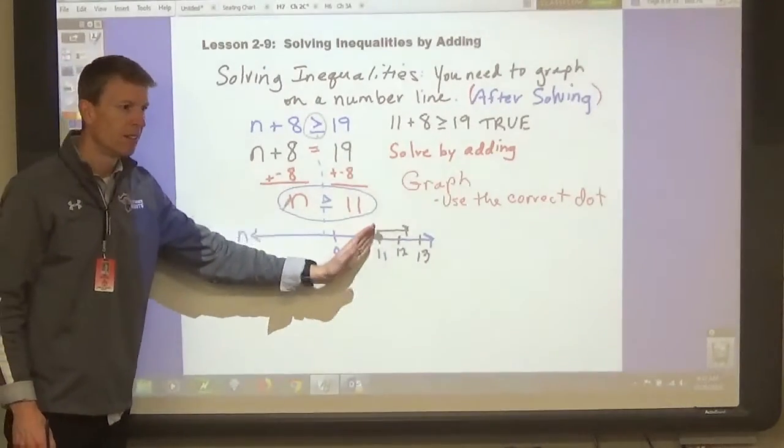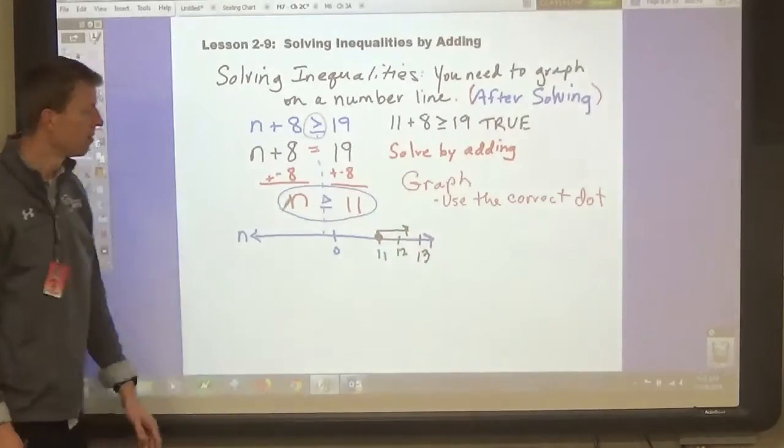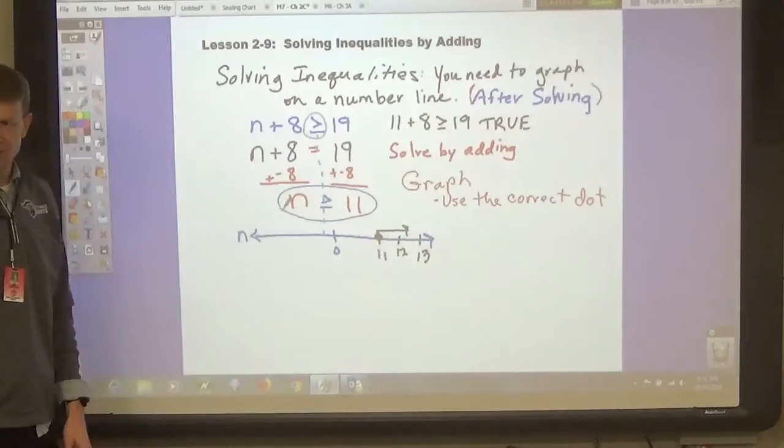And since it could be greater than, we shade to the right. Okay?